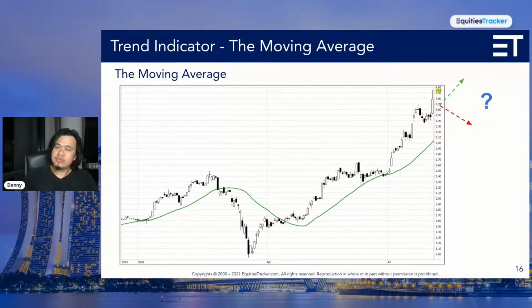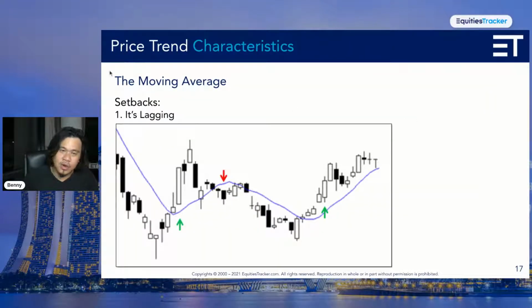Now, this is where the moving average is lacking. It is good at identifying whether the trend is going up or down, and of course, it's flexible. You can put in the parameter to identify whether you're looking at a short-term trend, medium-term trend, or long-term trend. But there are setbacks. One of the setbacks, of course, is that it is slow.